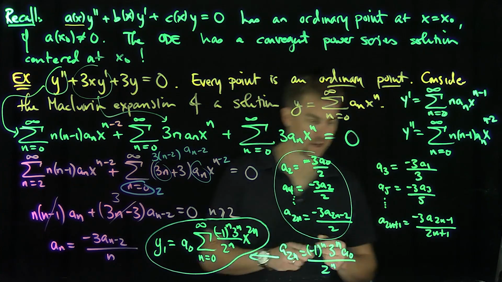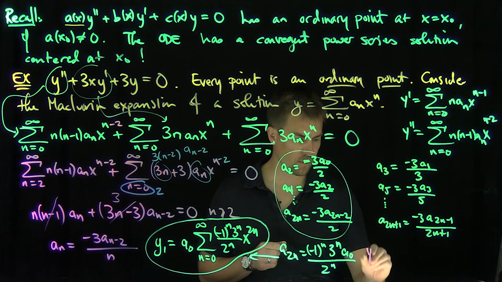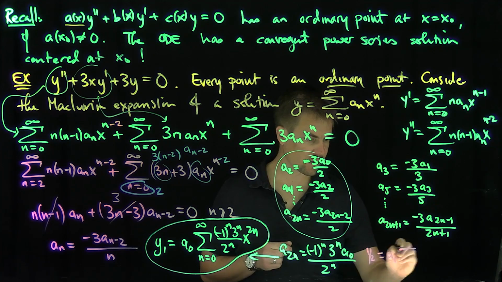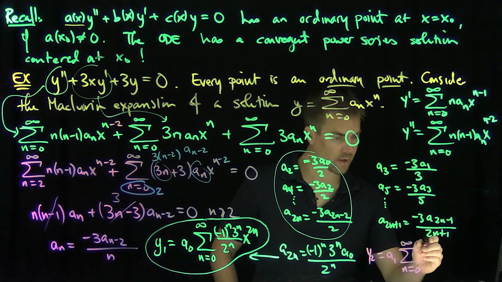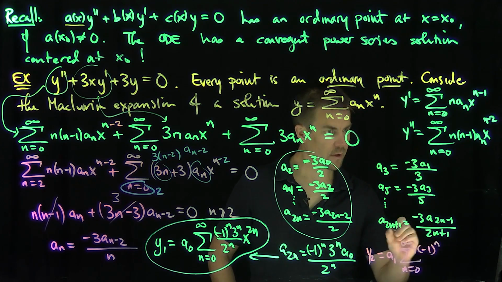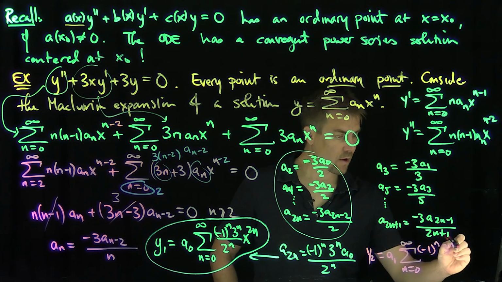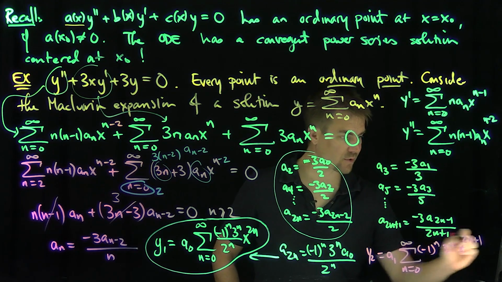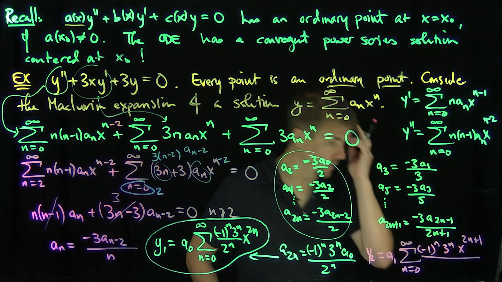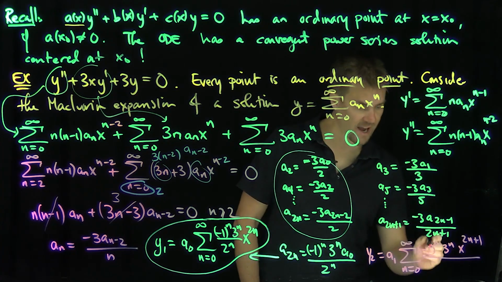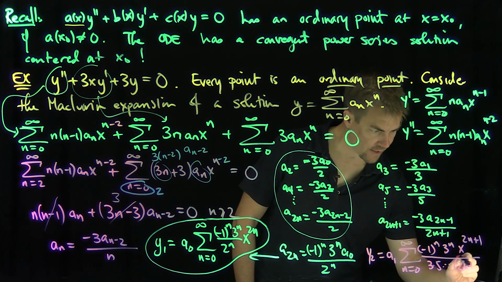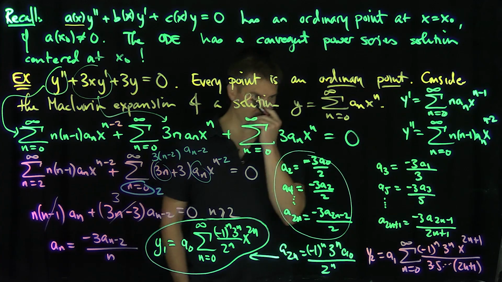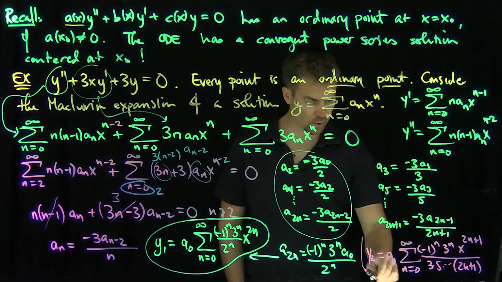And so by this reasoning over here, I can write down the solution for the odds. So what will the odd solution be? The odd solution is going to be y2. It's going to be a1 times the sum, n goes from 0 to infinity, and then we're going to have a negative 1 to the n, we'll have a 3 to the n, we'll have an x to the 2n plus 1. Those are the odds. And then in the denominator we're going to have 3 times 5, all the way up to the product up to 2n plus 1, like that, okay? And so now we have the second solution over here.